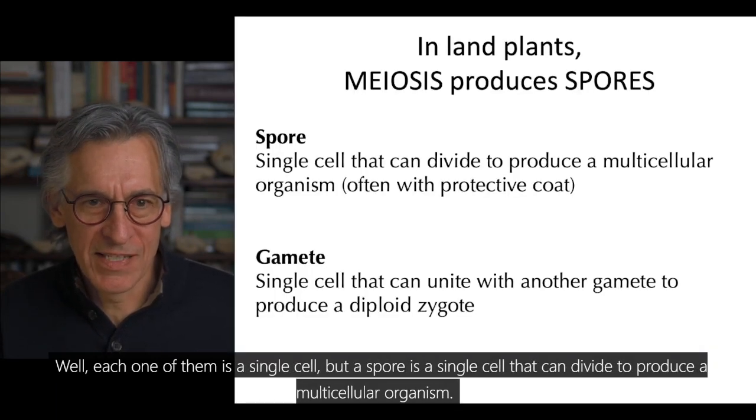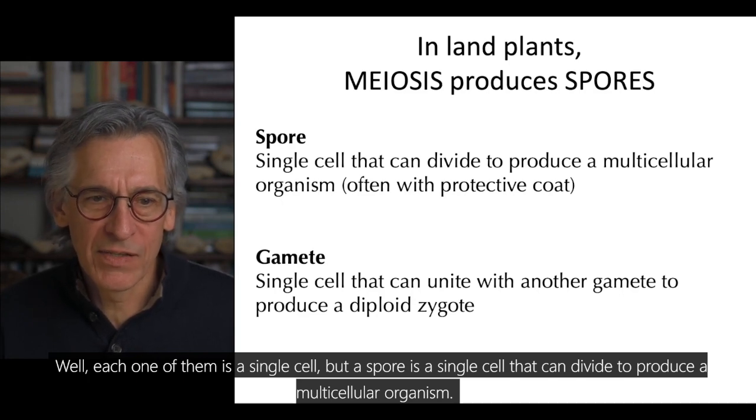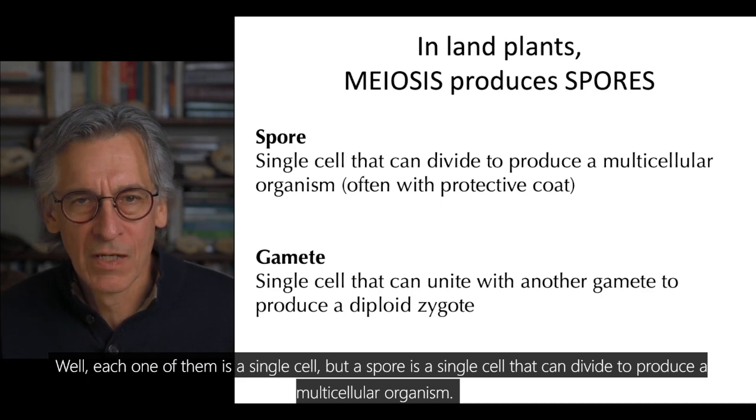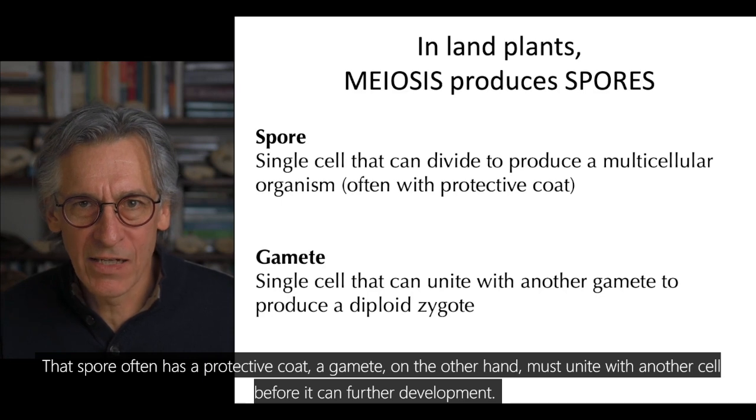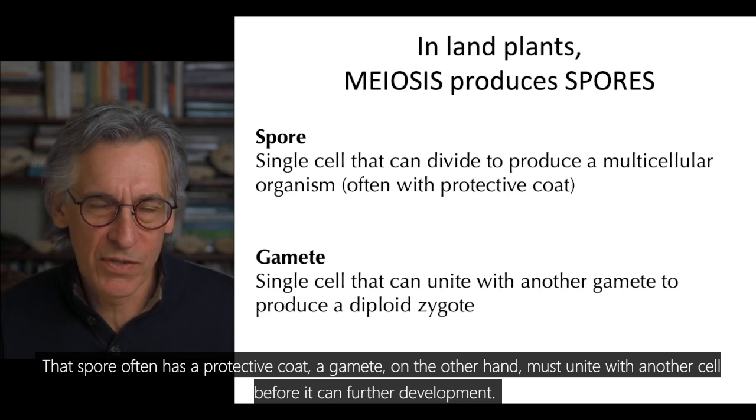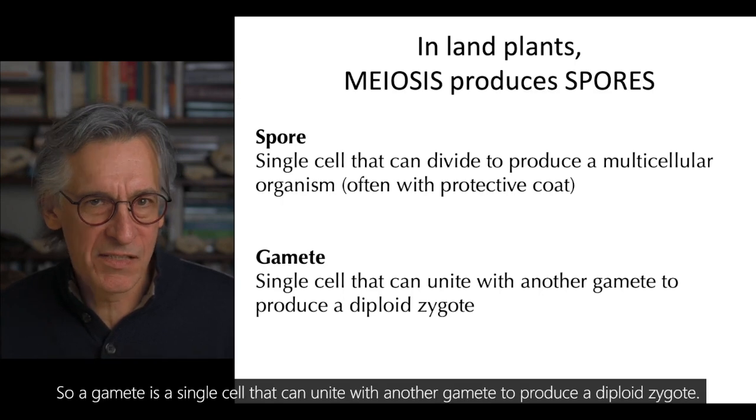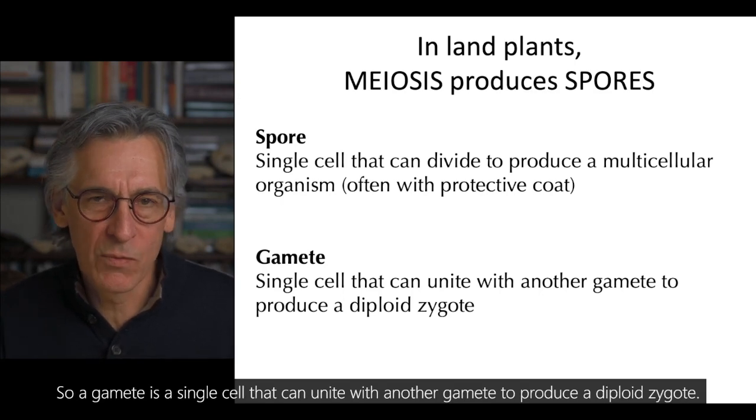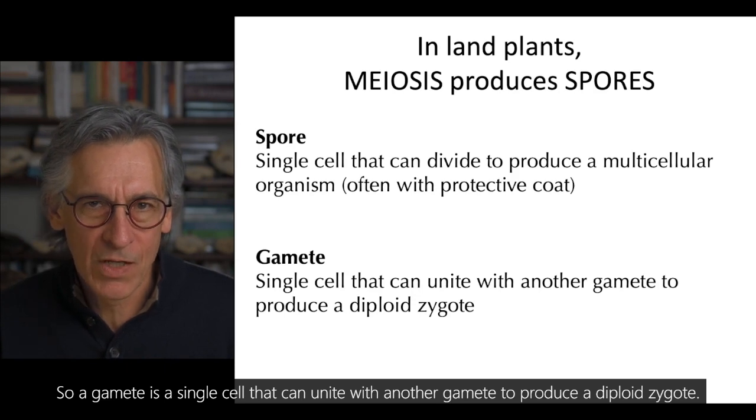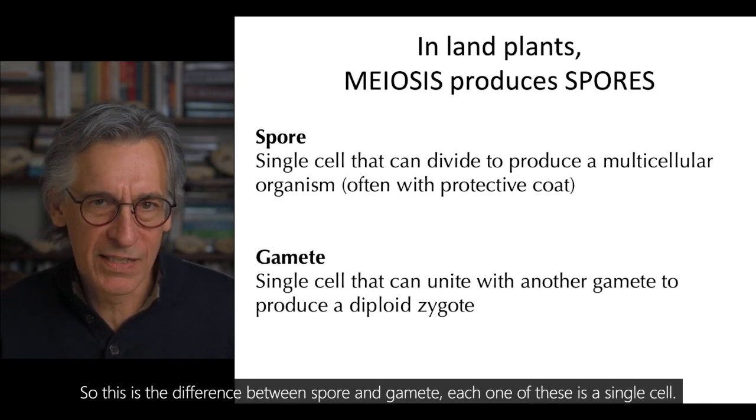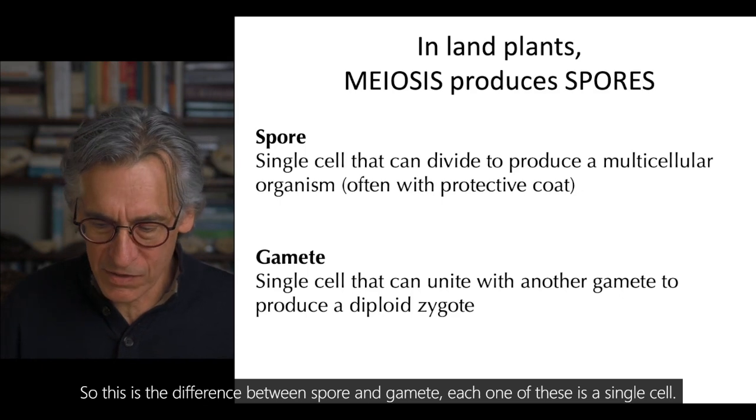Well, each one of them is a single cell, but a spore is a single cell that can divide to produce a multicellular organism. That spore often has a protective coat. A gamete, on the other hand, must unite with another cell before it can develop further. So a gamete is a single cell that can unite with another gamete to produce a diploid zygote. So this is the difference between spores and gametes. Each one of these is a single cell.